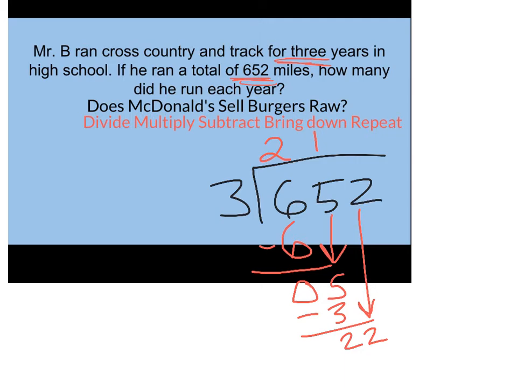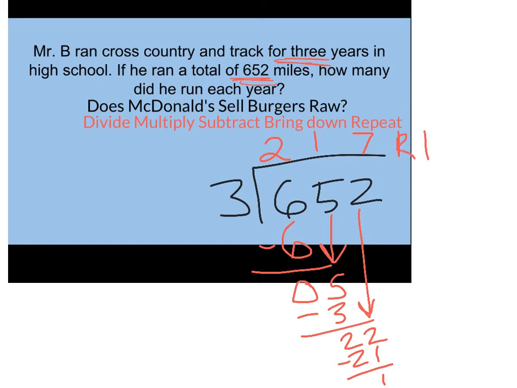and now repeat. How many times can 3 go into 22? Well, I'll count by 3s. 3, 6, 9, 12, 15, 18, 21, 24. 24 is too high, so I back off 1. So that is 7 times it goes in. Now I multiply. 3 times 7 is 21. Subtract 1. I have nothing left to bring down, so this 1 now becomes my remainder.